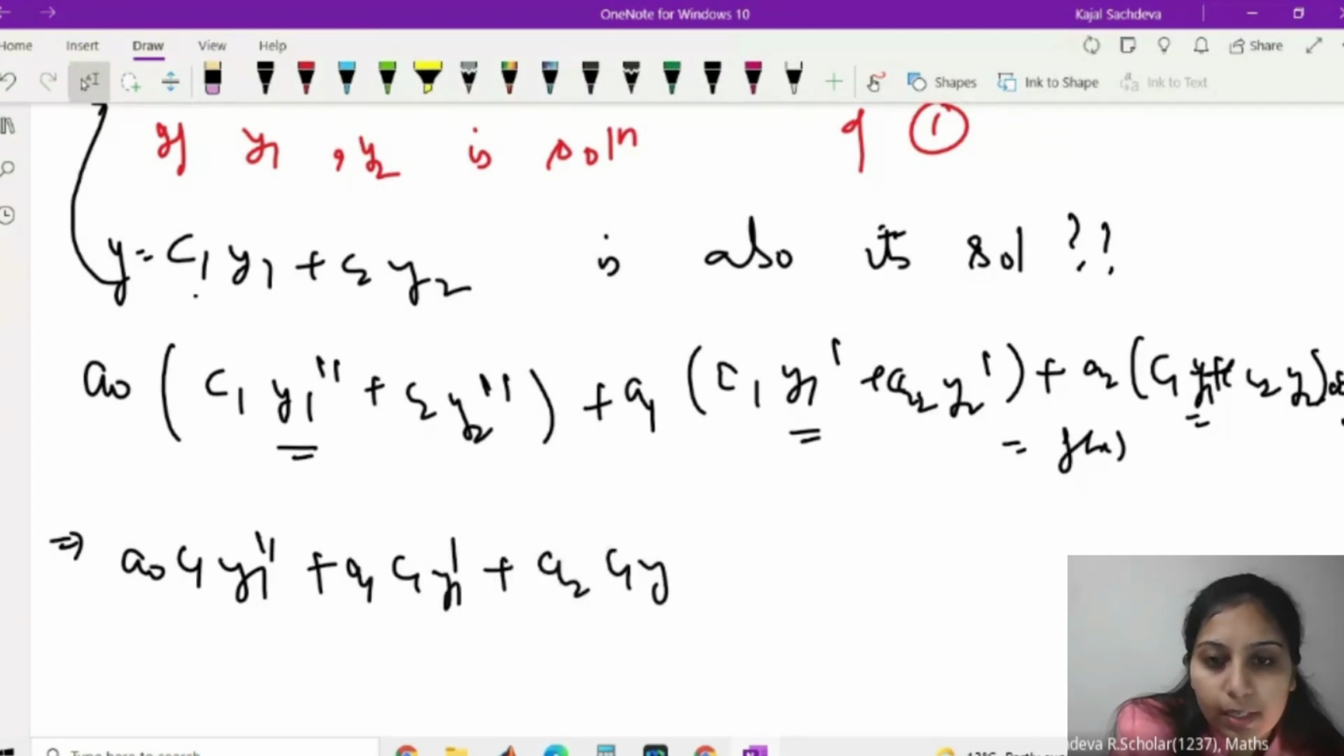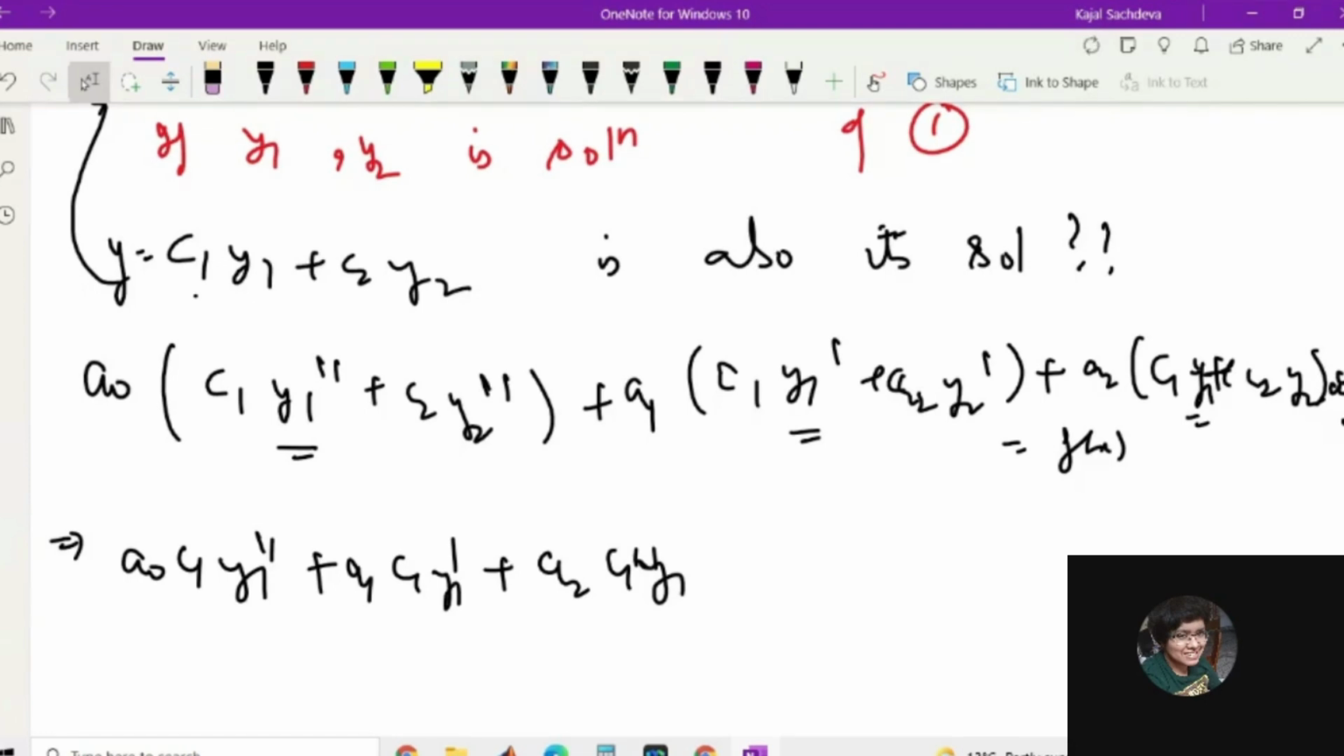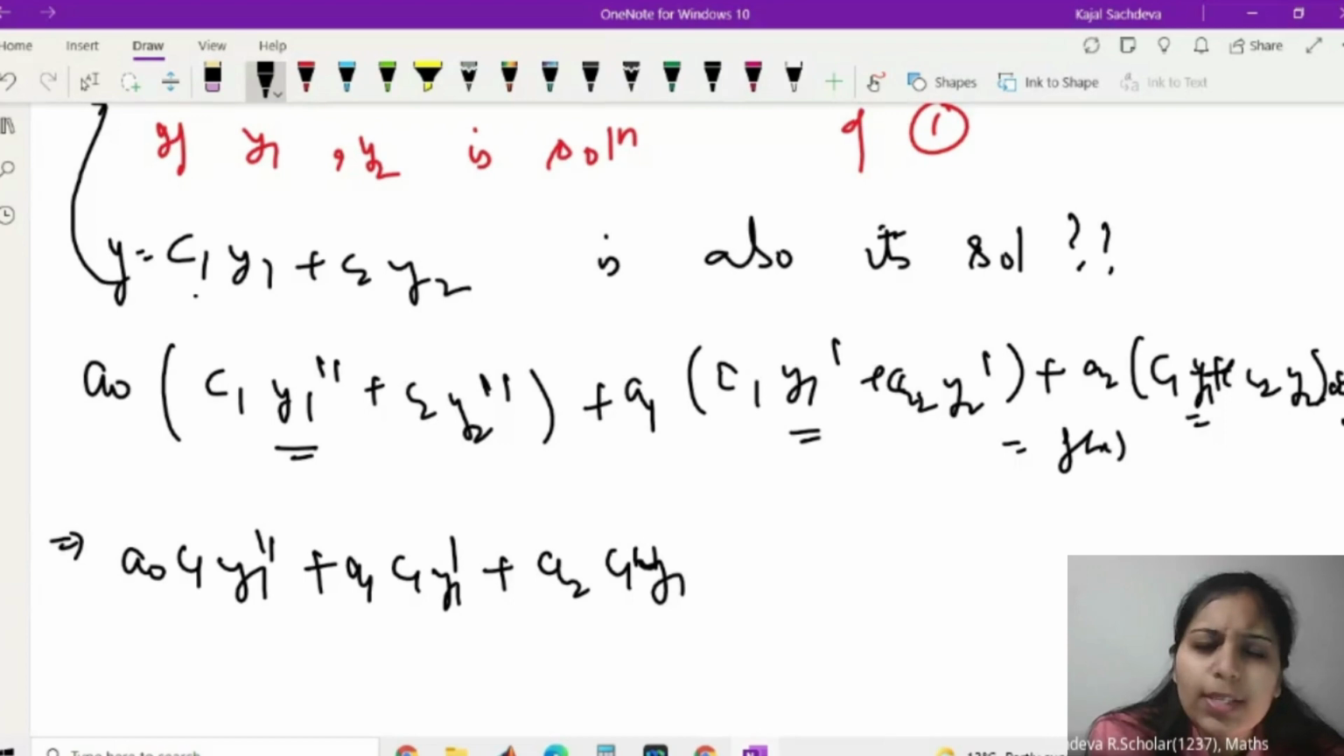Yes, ma'am, the linear combination of two solutions is also a solution if x has to be 0. Yes, you can say that if the equation is of the homogeneous type, then any linear combination can be a solution.